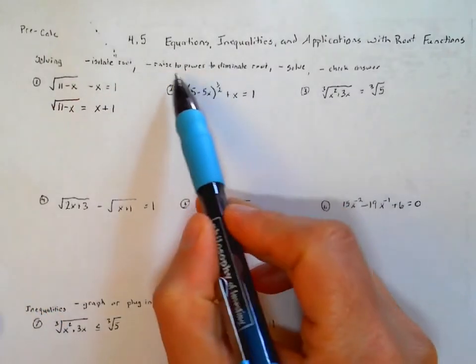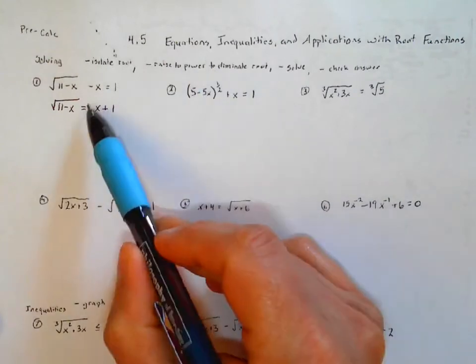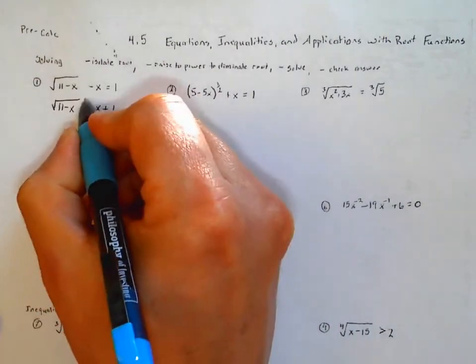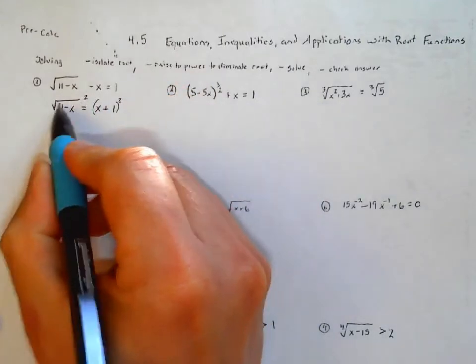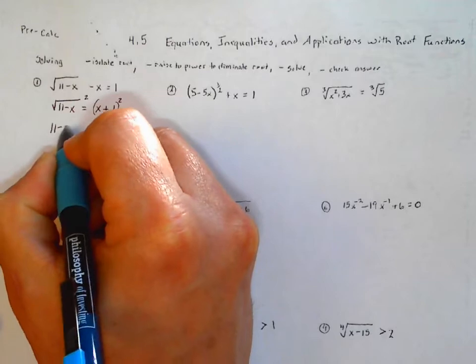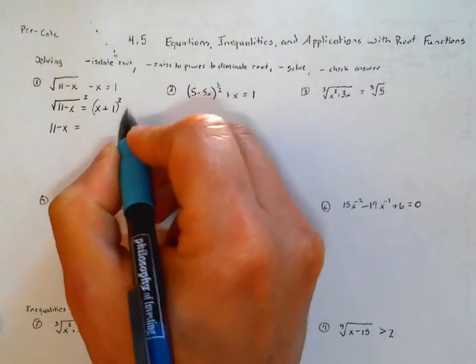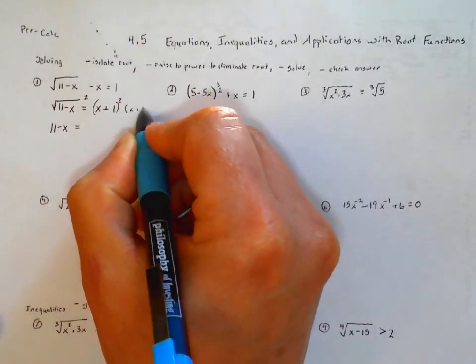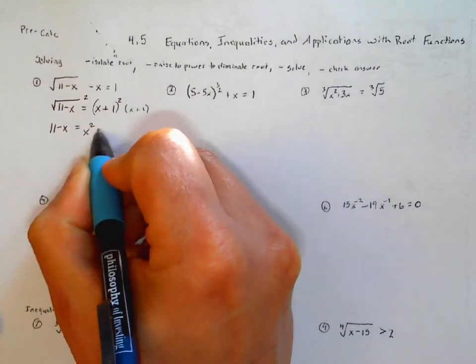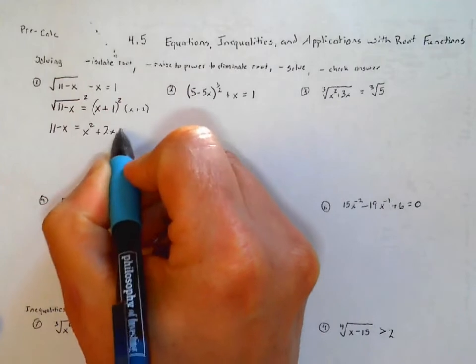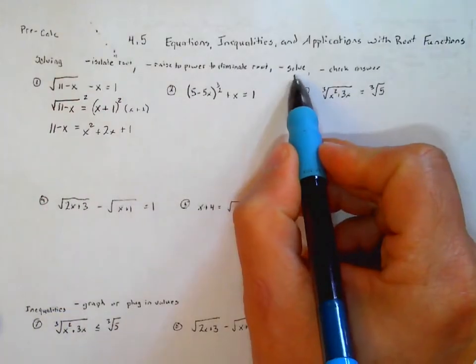Okay. Next, we want to raise to a power to eliminate the root. To get rid of a square root, I want to square both sides. Now on this side, when I square this, I get 11 minus x. And when I square this, that means I have to multiply it by itself. That gives me x squared plus 2x plus 1. Next, I want to solve it.